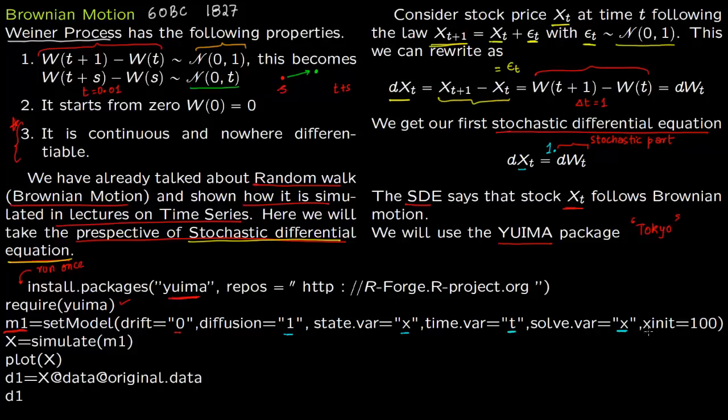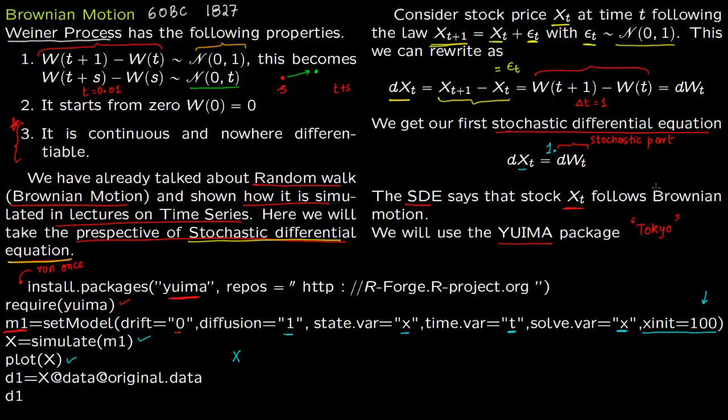So we are taking as initial stock price 100. X init is 100. You can put your own stock price here. We are just writing 100 here. This is just the simulate command. It will simulate it. Then we will plot x. And then this d1 is from x, we are just going to take data out. If you just type in x and hit enter, then you're going to get a lot of things. This x is a big object in UEMA, so it has a lot of small things in it. We are just concerned with the data part of it, what is generated, and that's why we are taking original data out. You just type in x and run it also to see what comes out, and then we are going to run d1.